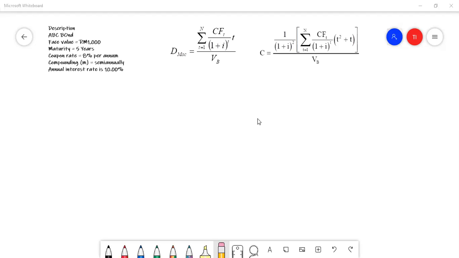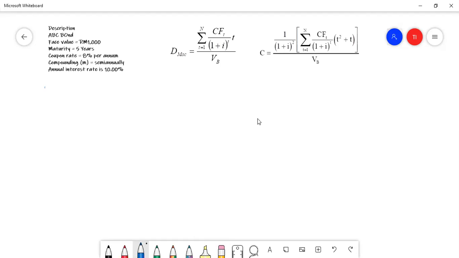We have a face value of 1,000 and the maturity is 5 years. The coupon rate is 8% per annum. The compounding frequency is semi-annually, which makes 1 year twice. And you have an annual interest rate of 10% per annum as well. So the first step, what should we do?